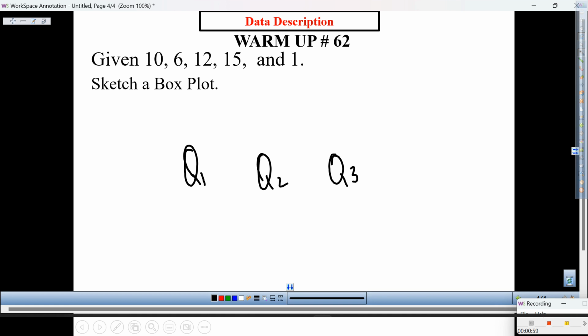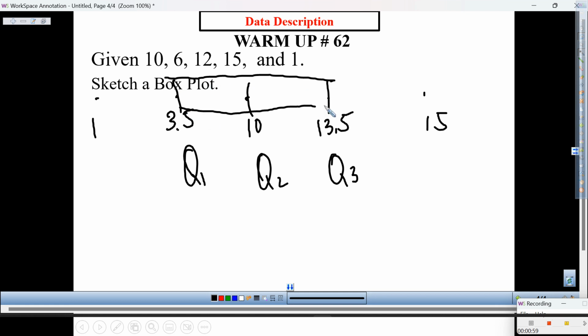Alejandro, what is it? 3.5. Hands if you got that. That's about right. Q2, Vince. 10. Q3, JC. 13.5. And then Min, Amy. 1. And Max, Amy. 15. So we got there's my box plot.